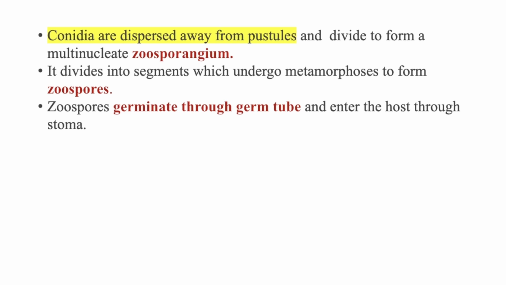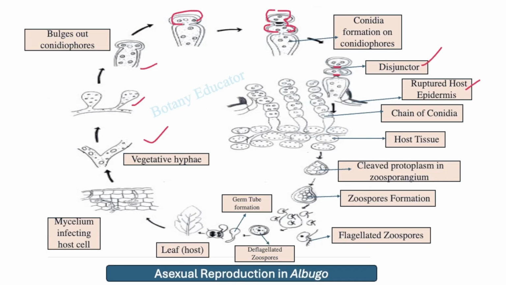These zoospores will germinate and form a germ tube and will enter into the stomata, and this life cycle is completed in the host. So it's totally dependent on the plants to complete this life cycle. For completing its life cycle, what will it form? Zoospores. It can infect another plant or it can infect the same plant to complete its life cycle.